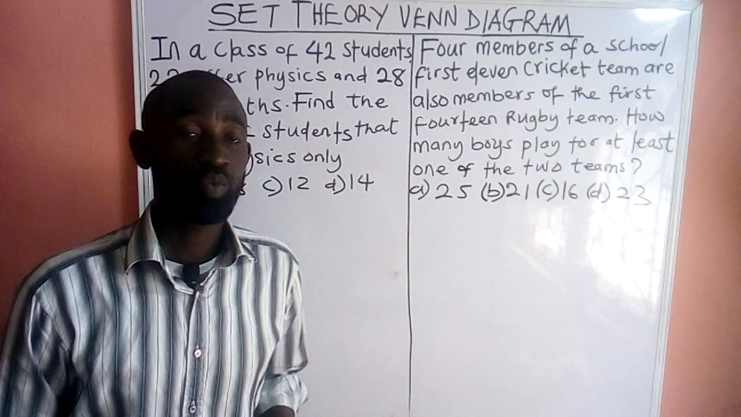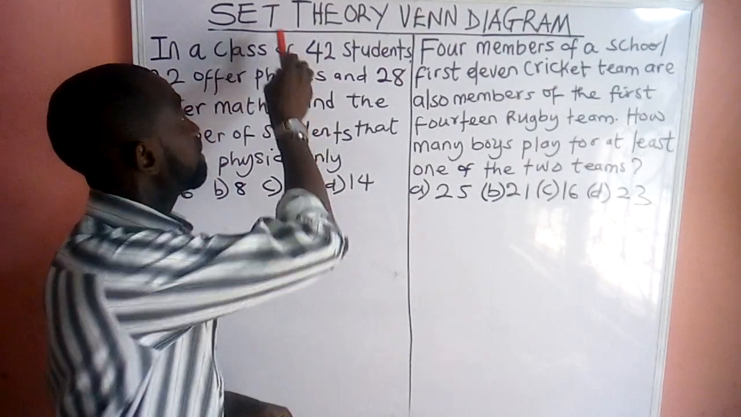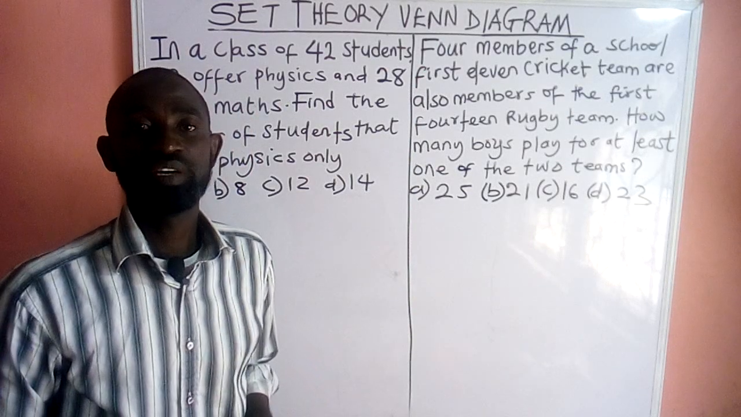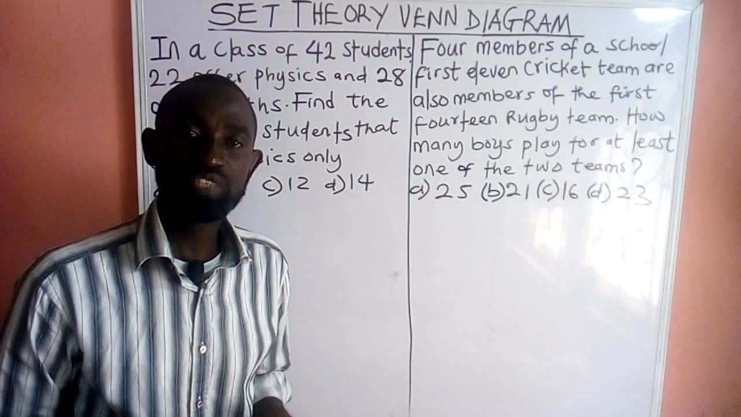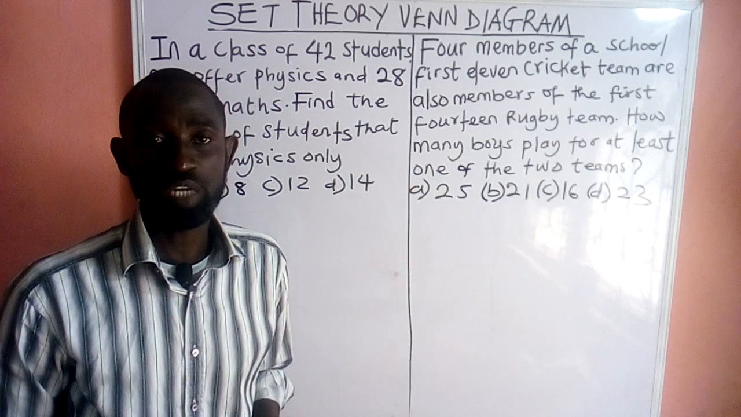In today's class, we are going to conclude our analysis under set theory, Venn diagram. This is part 2. I'll put the link of part 1 below this video. Make sure you watch part 1 once you are done watching this part 2.